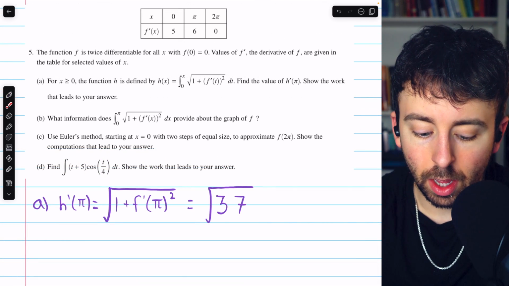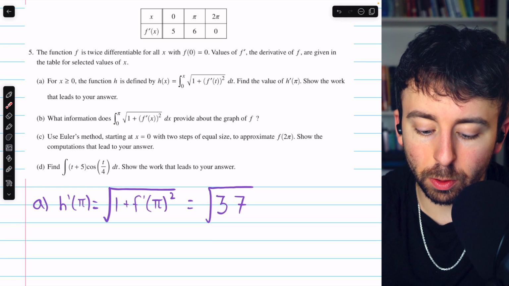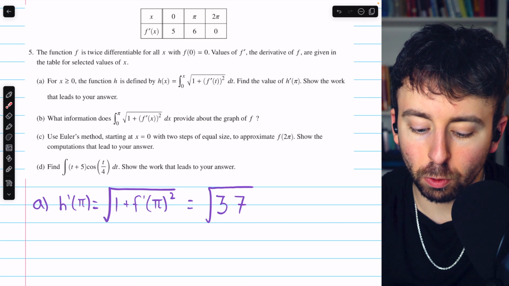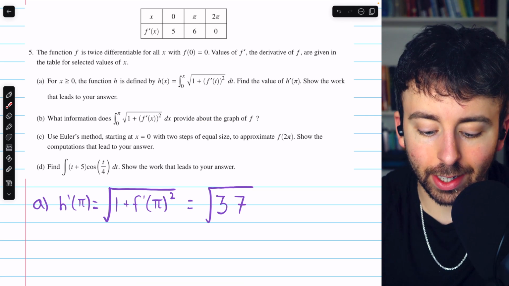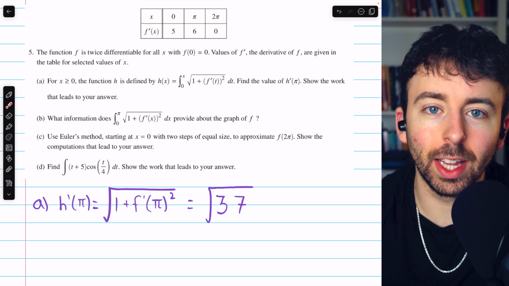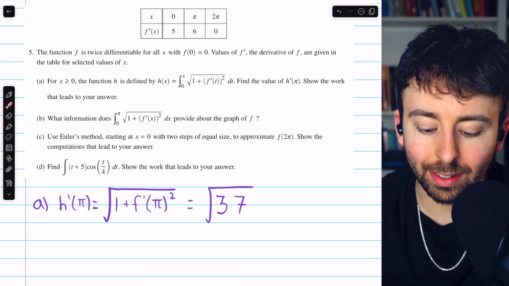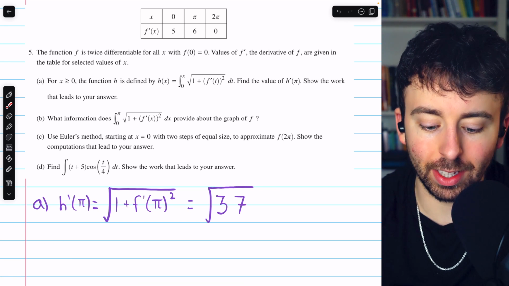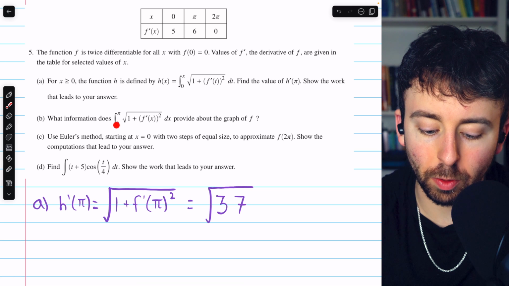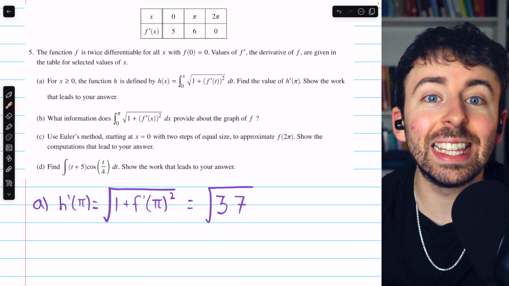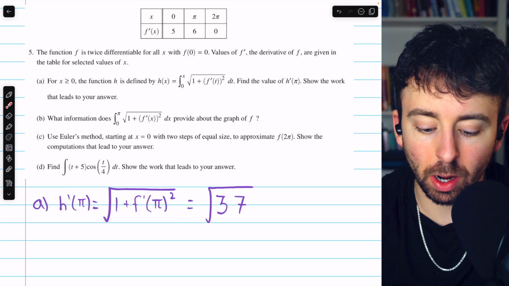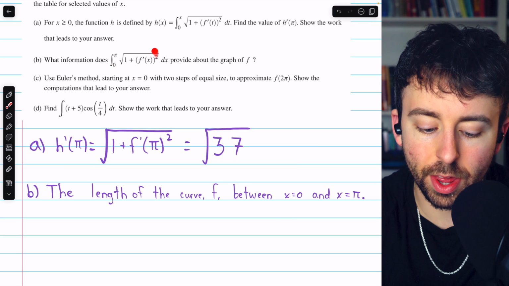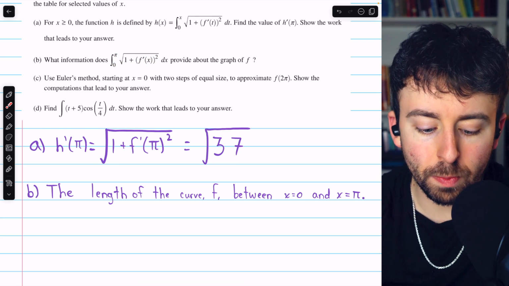Now, part B. What information does the integral from 0 to pi of the square root of 1 plus f prime of x squared provide about the graph of f? You're supposed to recognize this as the arc length formula. Integrating the square root of 1 plus the derivative of a function squared gives us the length of the function, the arc length, from the lower bound of integration to the upper bound. So this is the length of the curve of f from 0 to pi. And there that is written out. The length of the curve f from 0 to pi, that's what that is. It's arc length.